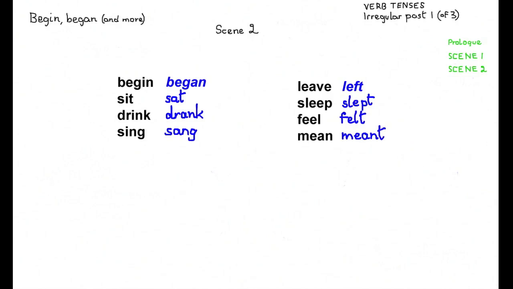Now, just like the first group, I'm going to read through them and invite you to repeat them after me. Here we go. Leave, left, sleep, slept, feel, felt, mean, meant. Now, if you want to do them again, just run the video back a little bit and do them again.